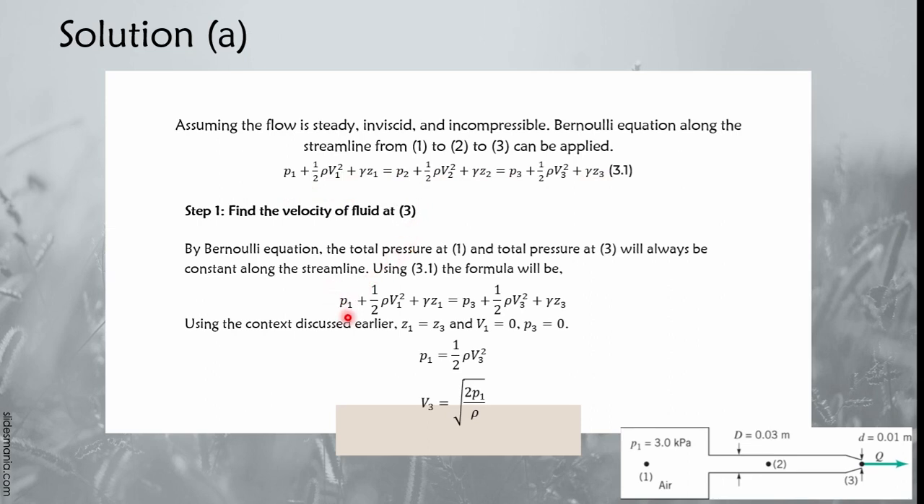We use the Bernoulli equation to compare positions 1 and 3. Since the streamline is horizontal, there's no elevation change, which means that Z1 is equal to Z3. Position 1 is a large tank, so we assume negligible velocity, V1 equals 0. Finally, since the end of the nozzle is exposed to the atmosphere, the gauge pressure at position number 3 is 0. So, by substituting this information into Bernoulli's equation and rearranging it, we have this.